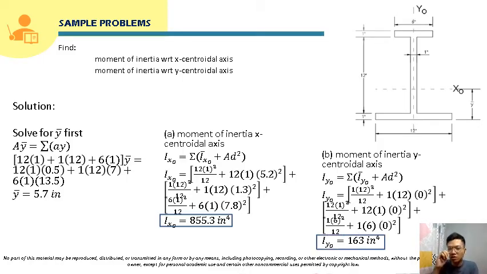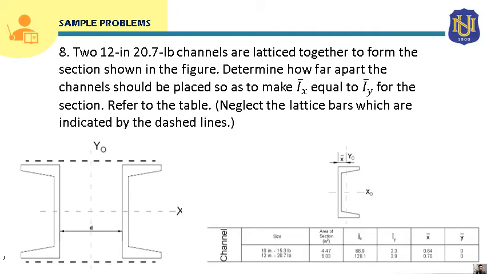So as you can notice here, the Ix sub O is greater than Iy sub O, because if this is the x centroidal axis, the moment arm, if you're going to use the formula for moment of inertia, will be larger compared to the moment arm if the reference axis is y. Right? So basically, it will really produce a larger moment of inertia with respect to the x-centroidal axis. So we can say that our answer is logical. Okay. Let's proceed now to sample problem number 8.